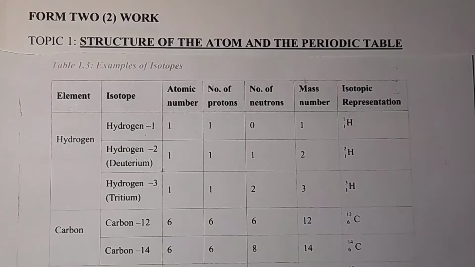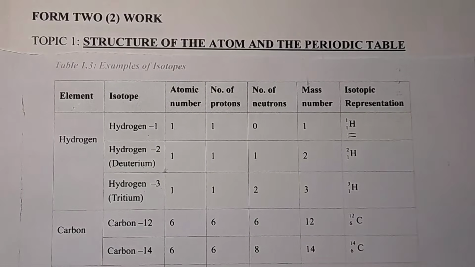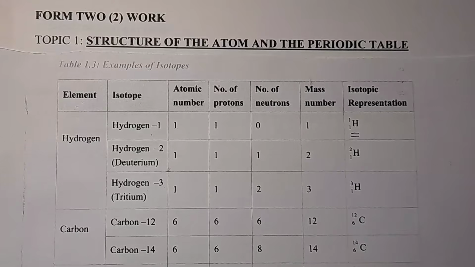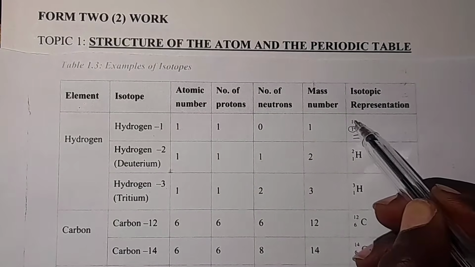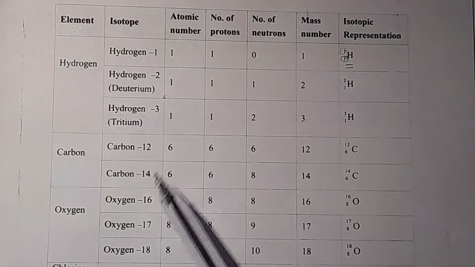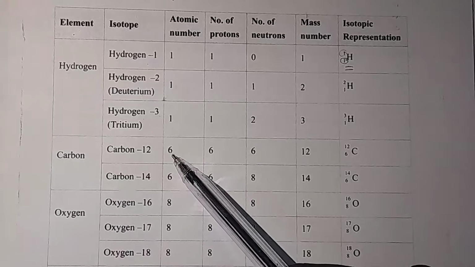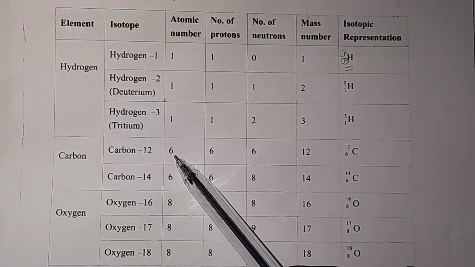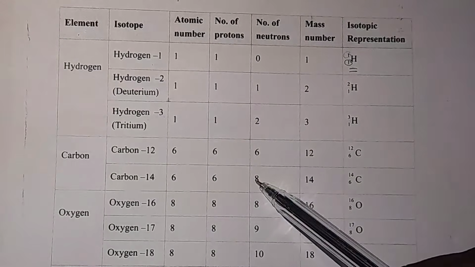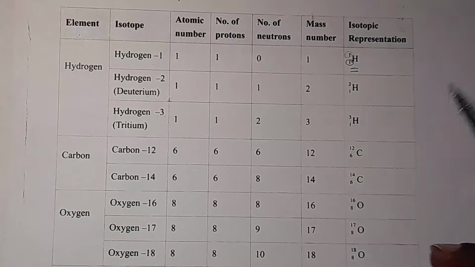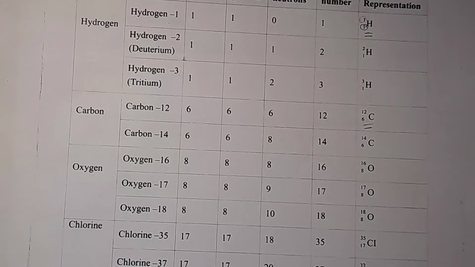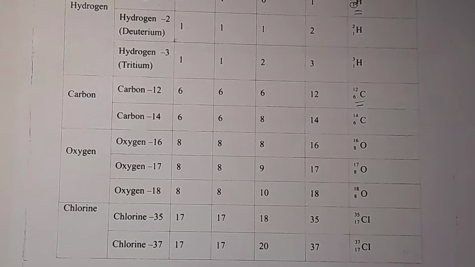We can represent these isotopes in isotopic representation, where we take the chemical symbol of the element, then put the atomic number down there, and the mass number up there. Let's see carbon again. Carbon has isotopes: carbon 12 and carbon 14. In carbon 12 and carbon 14, the atomic number is 6 because isotopes have the same atomic number, or the same number of protons, but different number of neutrons, or different mass number. So you can represent them in isotopic representation. Oxygen and chlorine are shown as you can see on the screen.